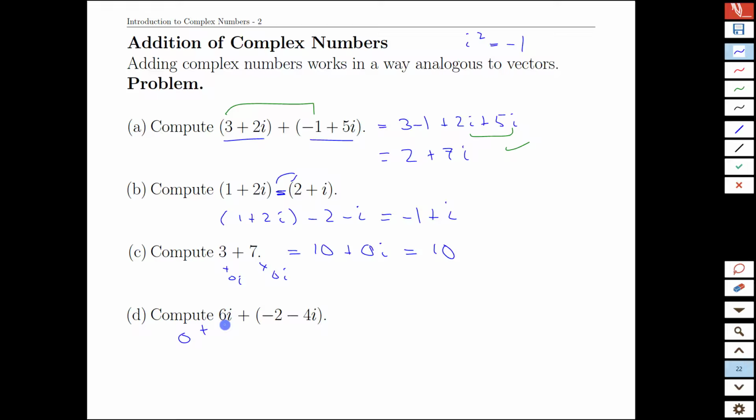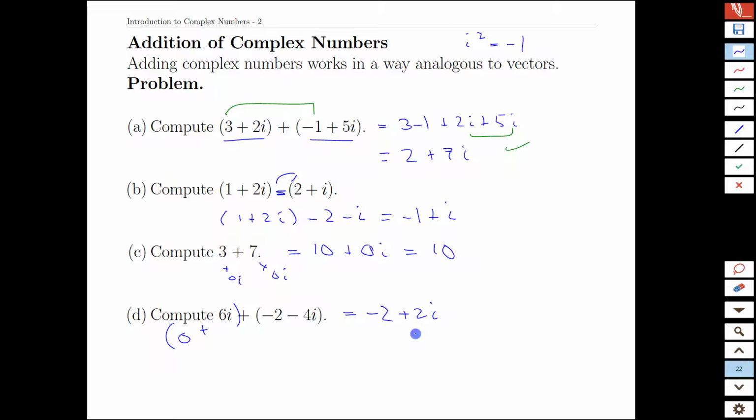This 6i by itself is a complex number with 0 real part and 6 i's for the imaginary part. So we can still add the real parts and get -2, and 6i minus 4i is positive 2 i's, and so we can compute that sum as well. Now, I hope this is feeling like you've done this before.